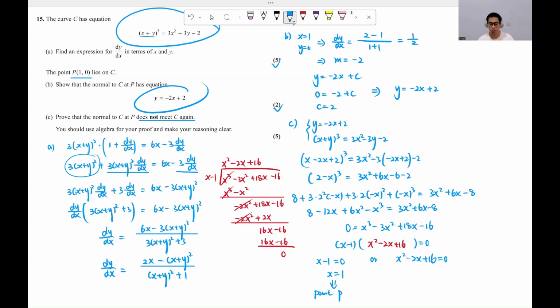But you can't just say, okay, I've checked in the calculator, I have no solution. So normally we just use the discriminant to check how many solutions. So b squared minus 4ac would be negative 2 squared minus 4 times 1 times 16. So that would be 4 minus 4 times 16, which is negative 60, which is less than 0. So that means no real roots. So therefore, point P is the only intersection point.